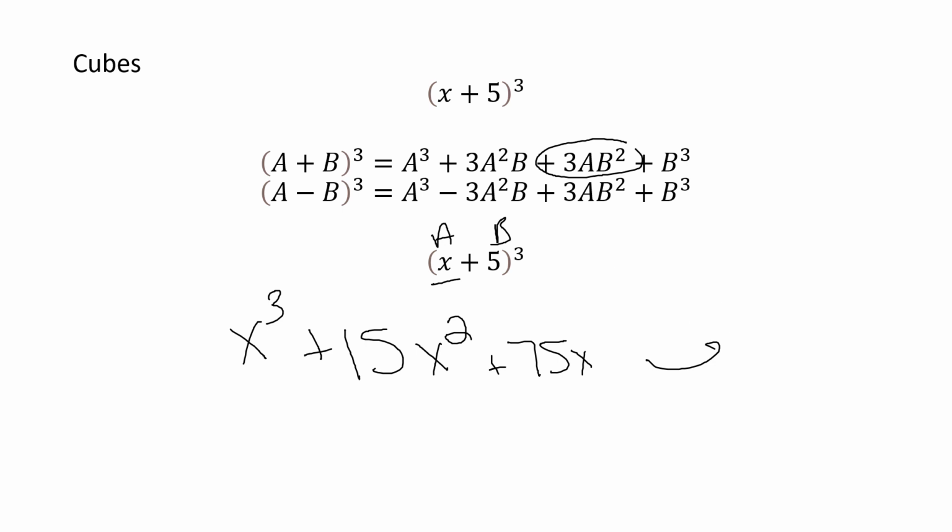See, these are just tedious. The math is not hard, but I don't enjoy these. And I enjoy math, so sorry that you have to do this. Plus b cubed. Well, 5 cubed is 125. And that ugly thing is your answer.